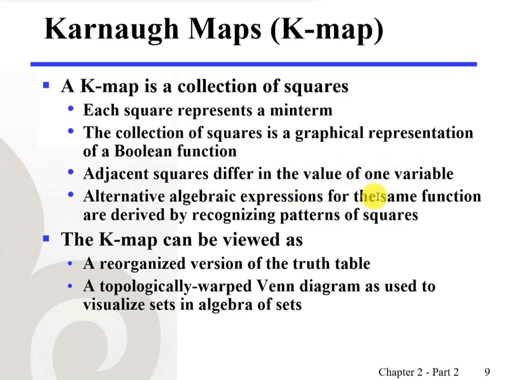Alternative algebraic expressions for the same function are derived by recognizing patterns of squares in the graphical representation. Also, we can view the K-map as a reorganized version of the truth table. Remember this: the truth table is reorganized to obtain the K-map. Okay? The truth table, we know, contains all the minterms, right? All possible input-output combinations for a given function. So the K-map also provides all possible input-output combinations and can be considered a reorganized truth table. Or we can view the K-map as a topologically warped Venn diagram, as used to visualize sets in the algebra of sets. We will see this in a picture.